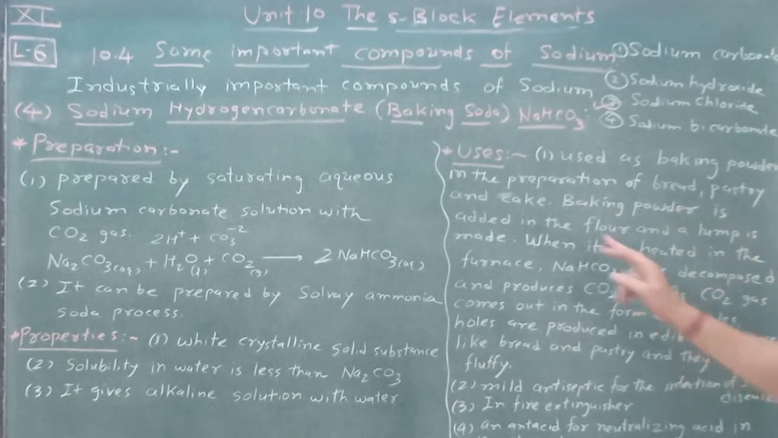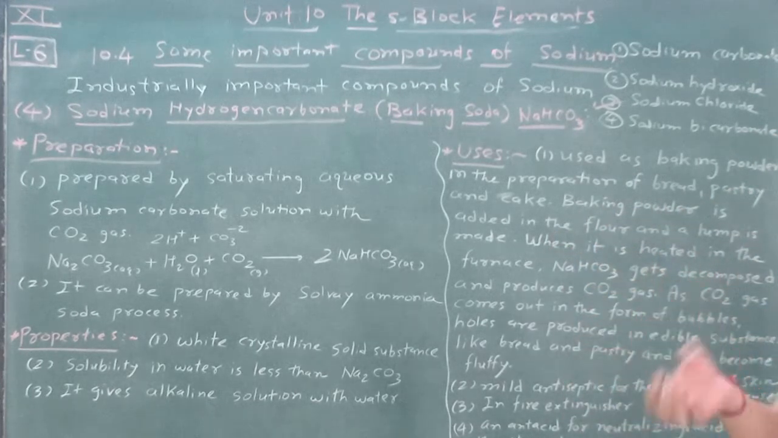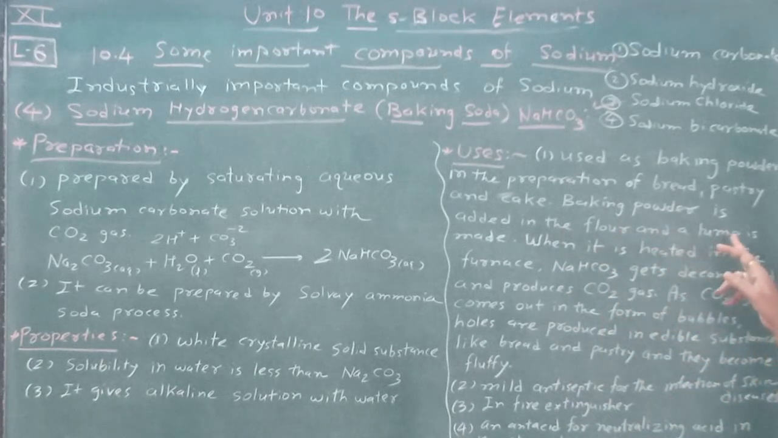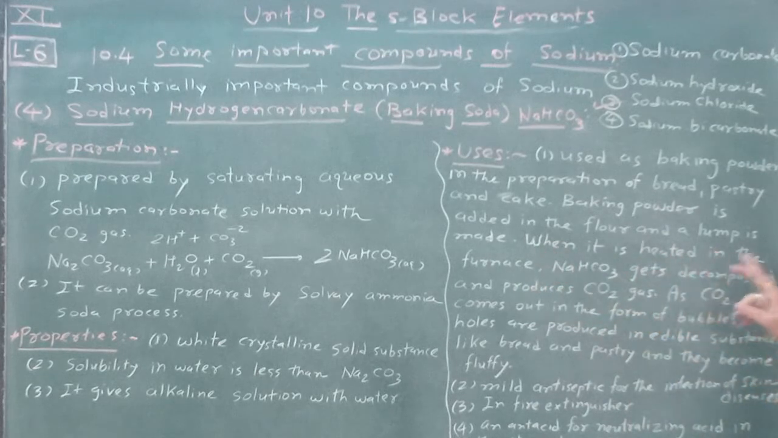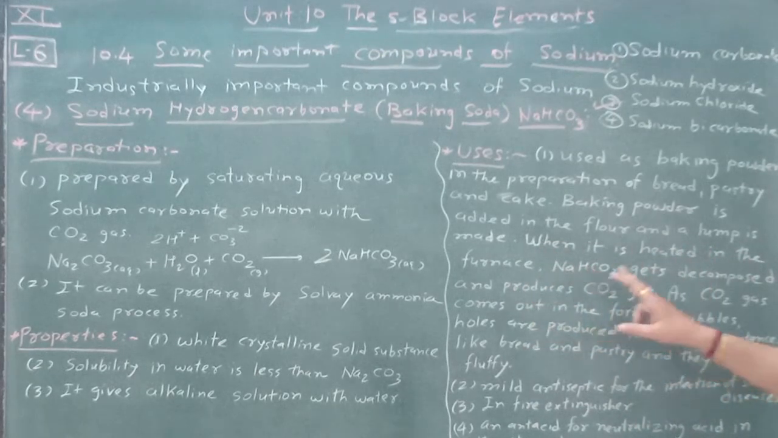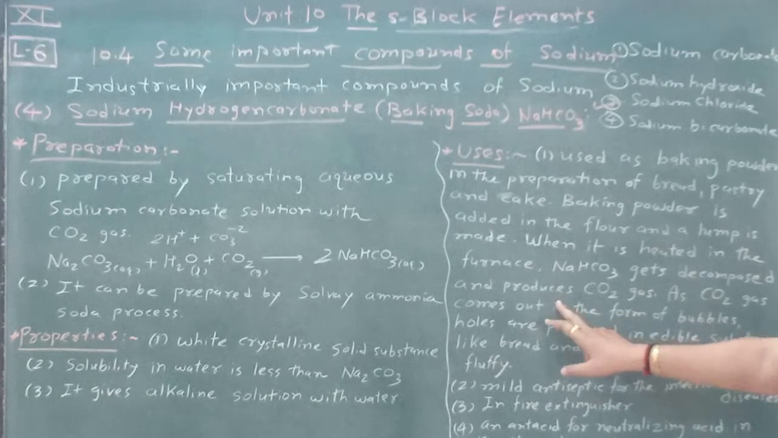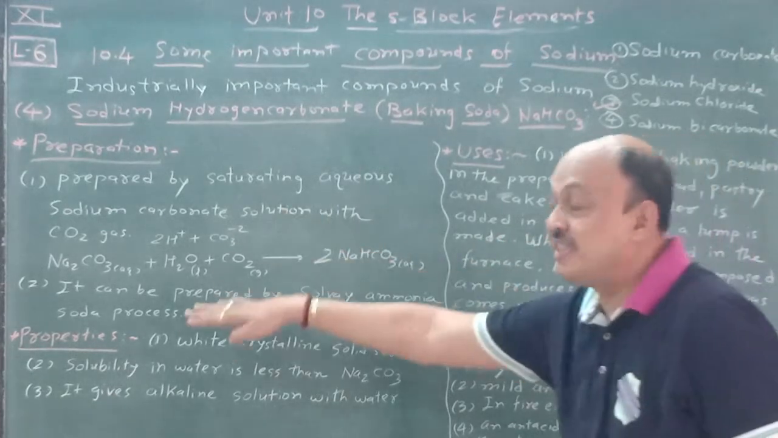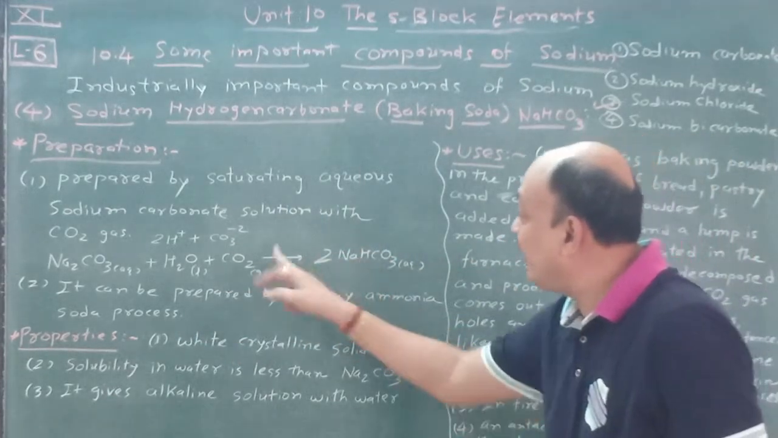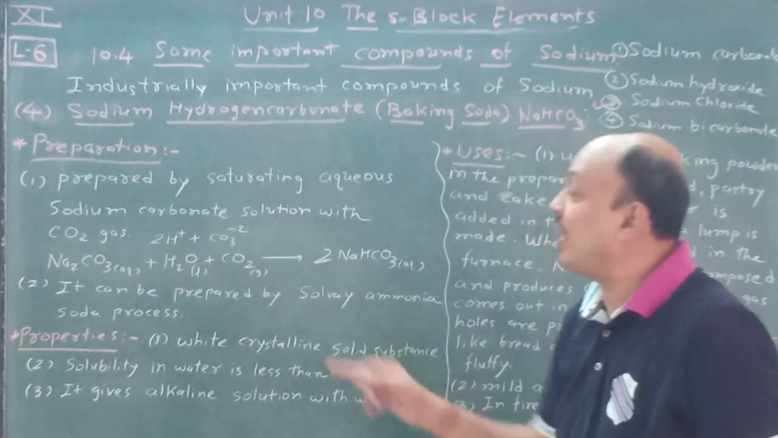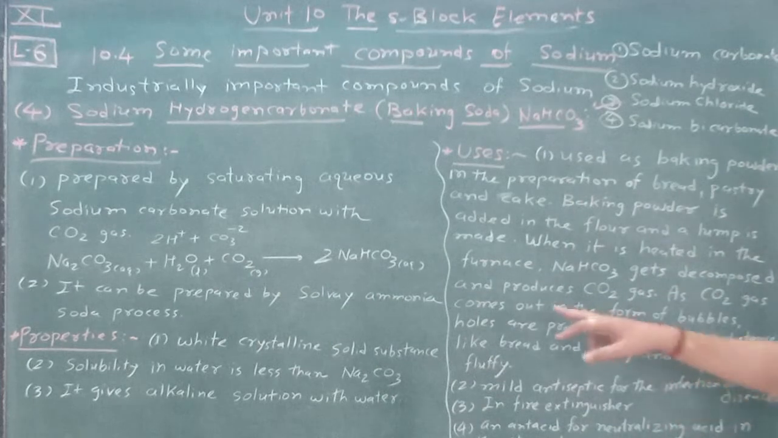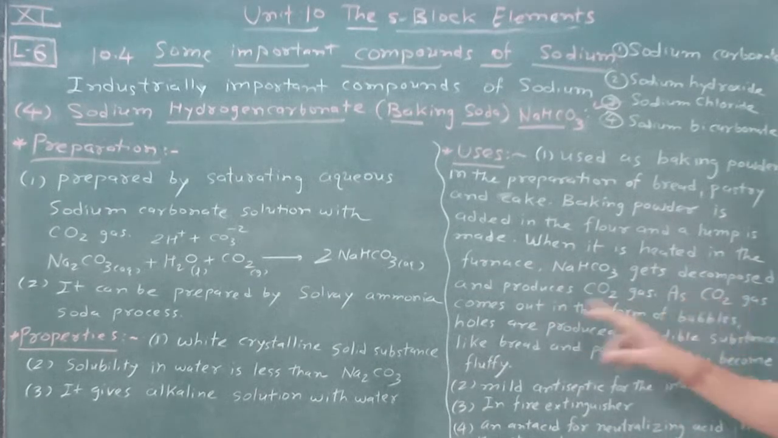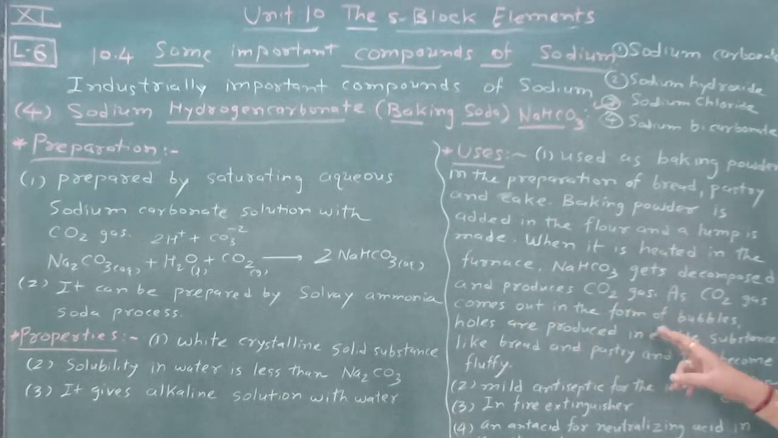So baking powder is added in the flour, atta, and a lump is made. When it is heated in the furnace, NaHCO3 gets decomposed and produces carbon dioxide. The reaction is 2NaHCO3 on heating converts to Na2CO3, H2O and CO2. This carbon dioxide gas is produced, and as it comes out in the form of bubbles, holes are produced.